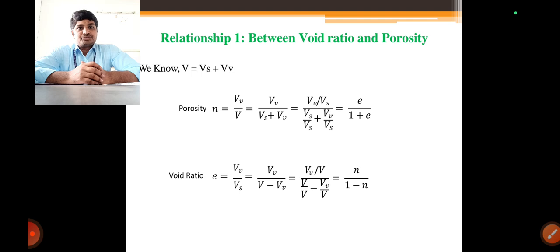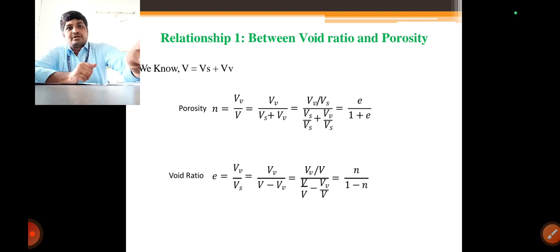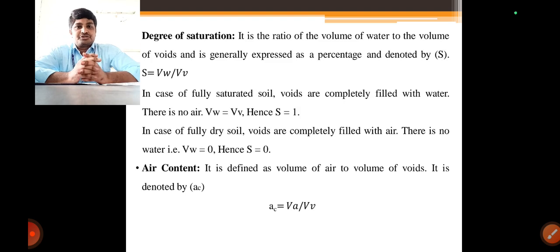Coming to the void ratio, e is equal to volume of voids divided by volume of solids. The expression will come to n divided by 1 minus n. That is the relationship between porosity and void ratio.